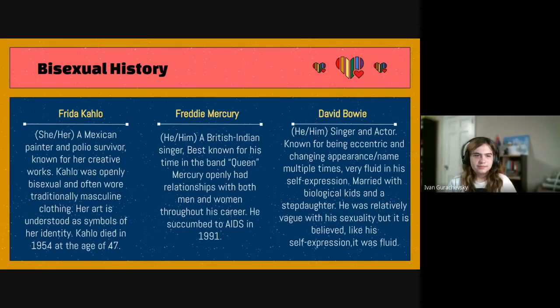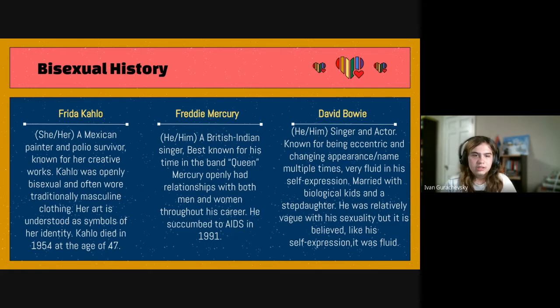Okay, so in bisexual history, we have a few key figures that you might have heard of before. Frida Kahlo was a Mexican painter and polio survivor, and she was known for her creative work, specifically art like painting. She was openly bisexual and often wore traditionally masculine clothing. Her art is understood as symbols of her identity, and she died in 1954 at the age of 47.